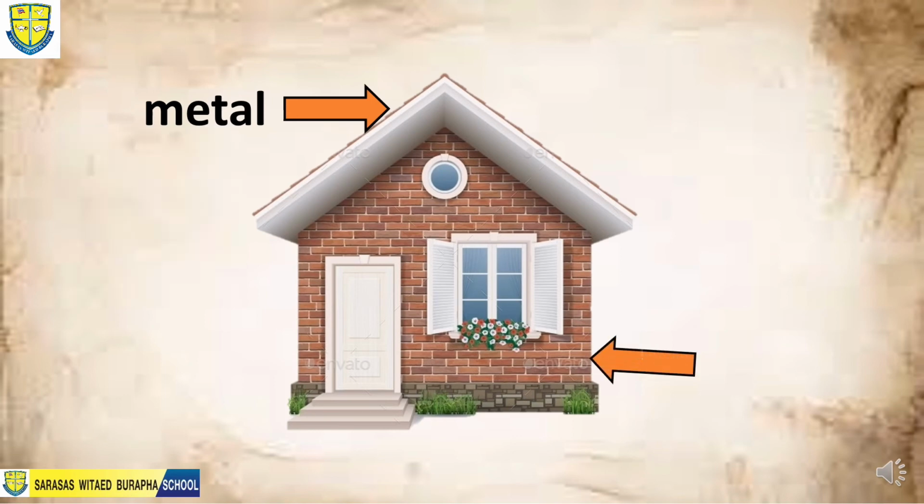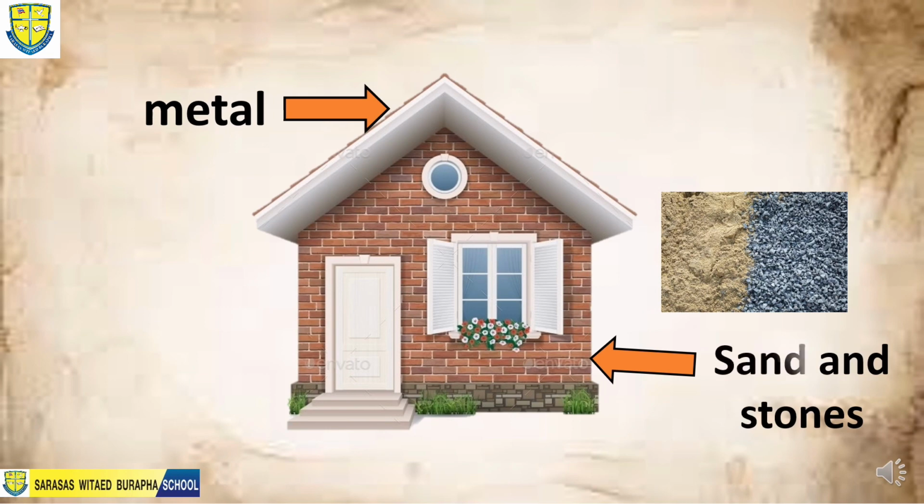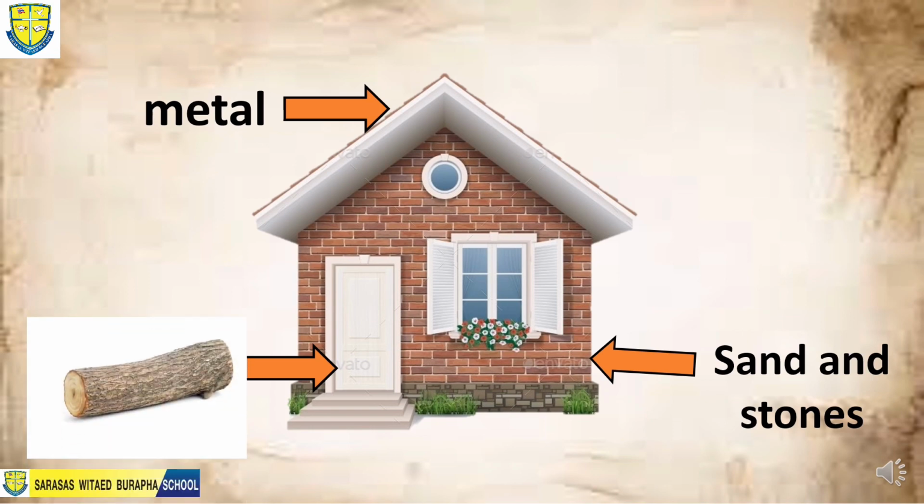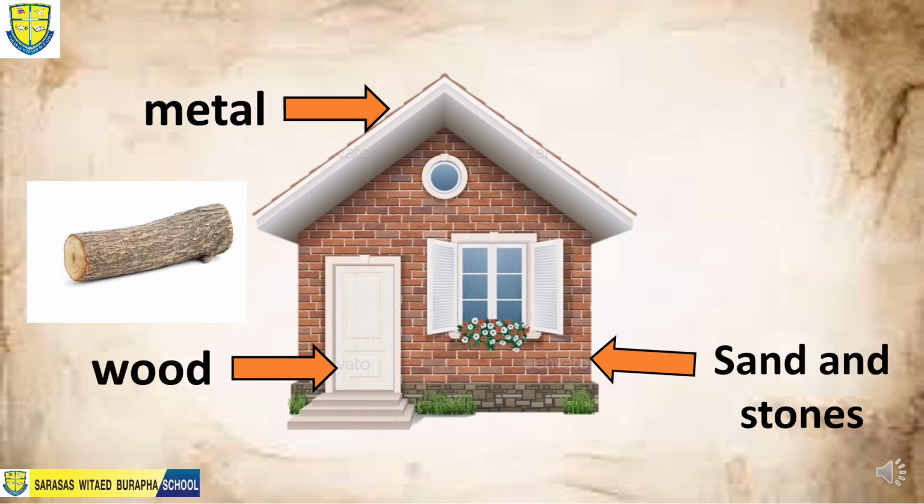Next part of the house will be the walls. The walls of the house are made up of what materials? If your answer is sand and stones, your answer is correct. Very good. Now, the next part of the house will be the door. The door of the house is made of wood. Yes, it is wood.